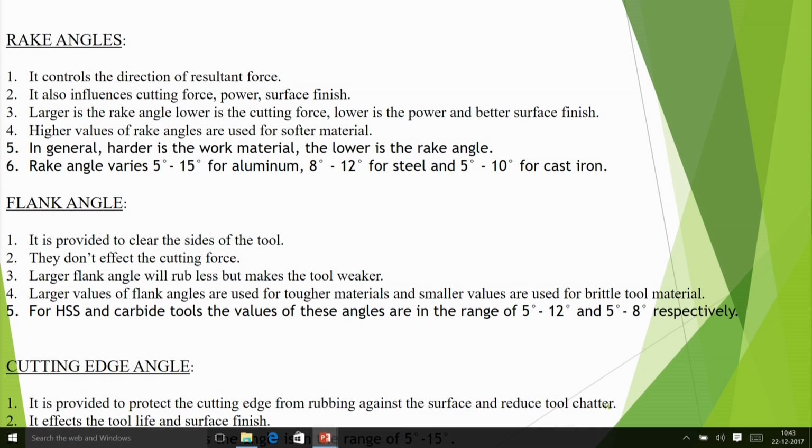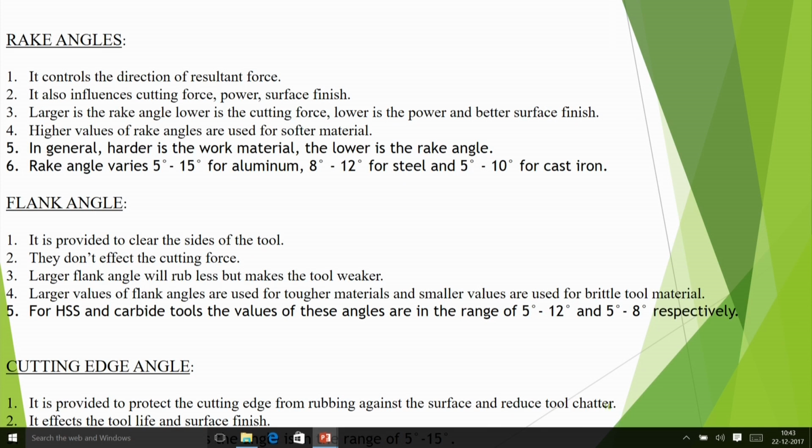Most of the carbide tools are given negative rake angle. Higher values of rake angle are used for softer material, so that continuous chips will be generated and they can easily flow on the surface. In general, the harder the work material, the lower the rake angle. If the material is harder, then you give the lower rake angle.